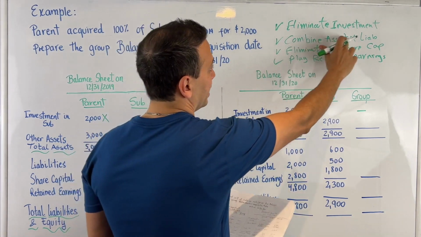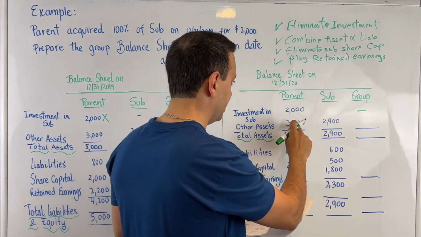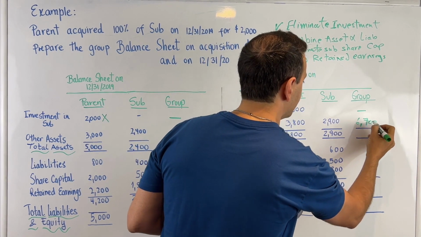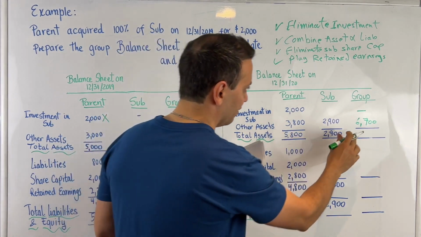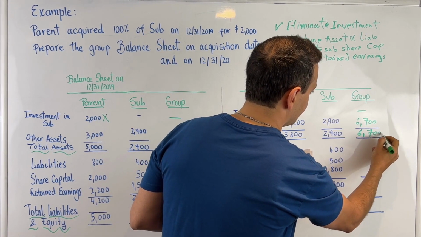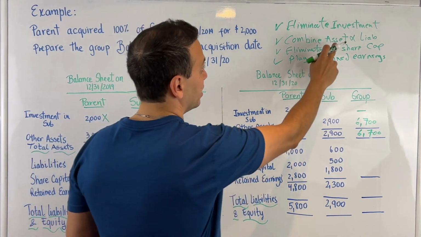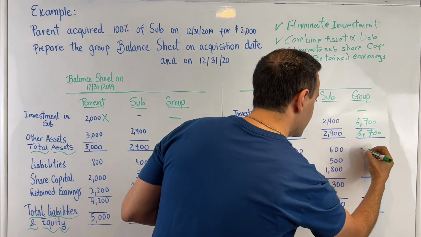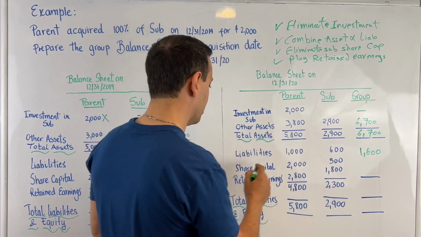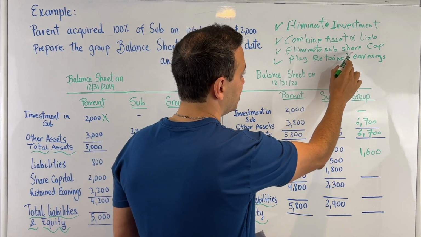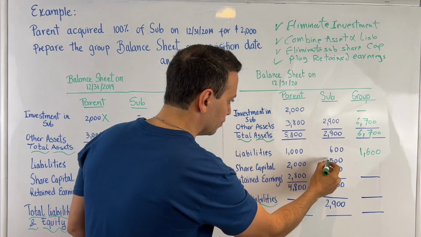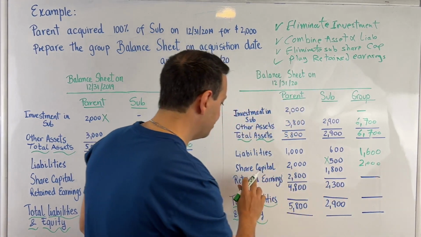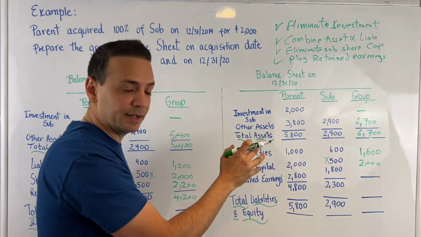You're going to add up combined assets, so 3,800 plus 2,900, that's going to be 6,700. Now total assets is going to be obviously just the 6,700. And then we said we're going to also combine liabilities. So combine liabilities, 1,000 plus 600 is 1,600. For share capital, we said that we're going to eliminate subsidiary share capital. So share capital here is 500 for the sub, eliminated. You have 2,000 combined. And we're going to leave retained earnings here blank. I'm going to plug it again at the end.